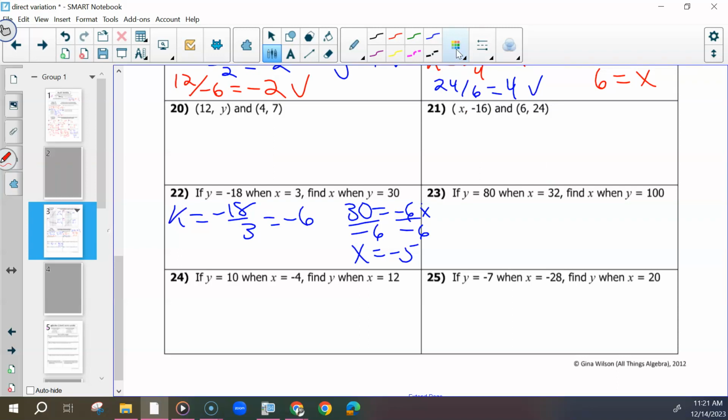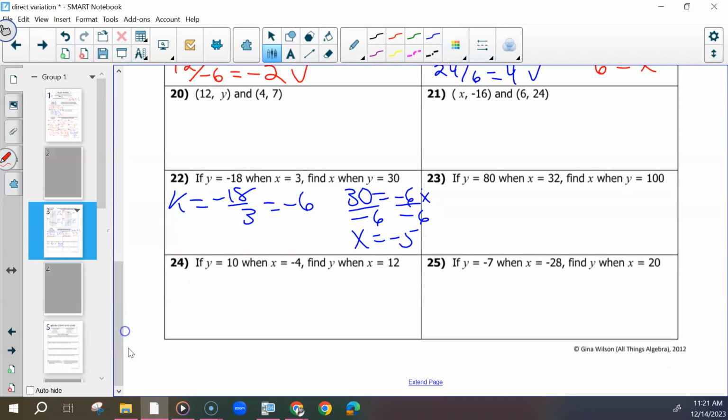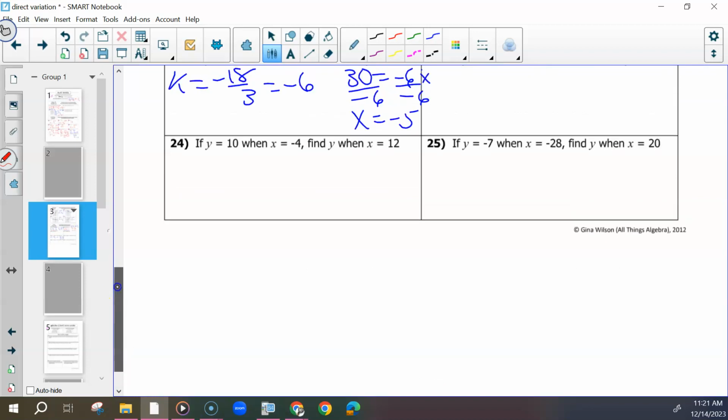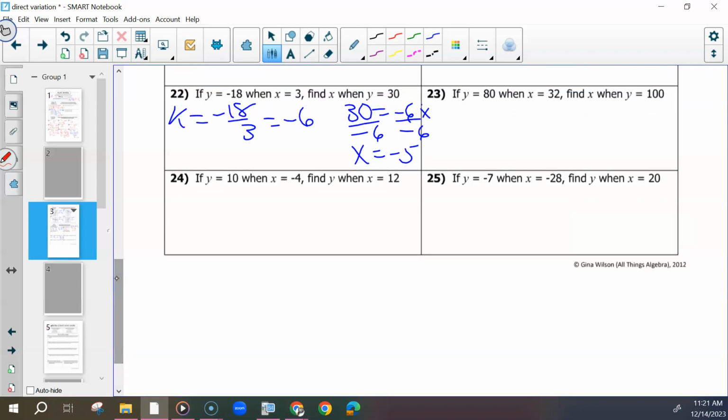Okay, let's find another one. Find x. Let's do 24. So we can do the opposite. So again, find your k by doing what? How would we find our k here? 10 divided by negative 4. Simplify that. What would you get? Negative 5 over 2.